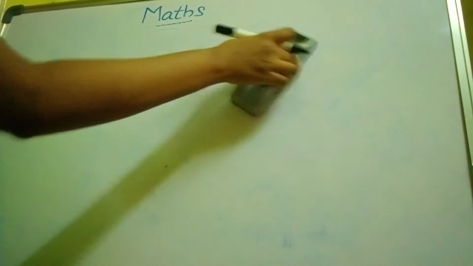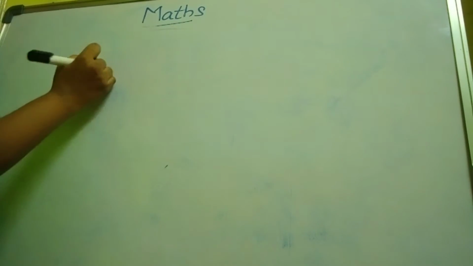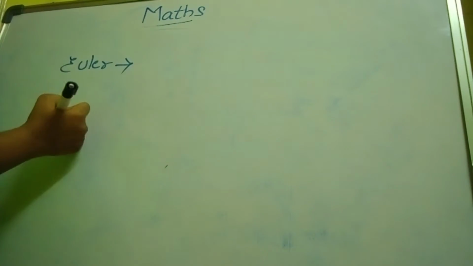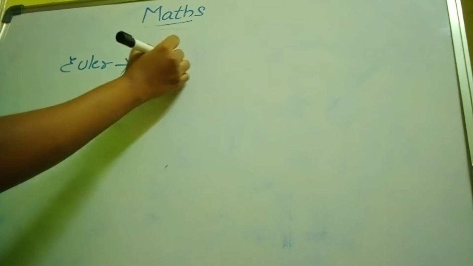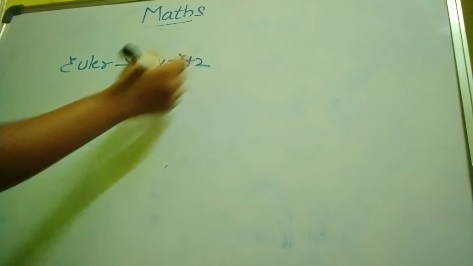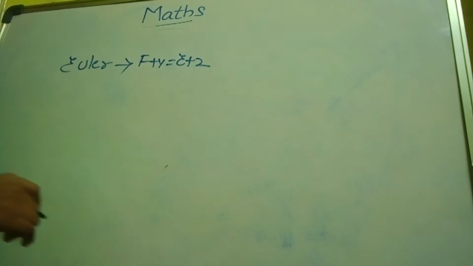Next, do you know who is Euler? E-U-L-E-R. Euler's formula. We have learned it in 8th class. F plus V is equal to E plus 2. Okay. Next.